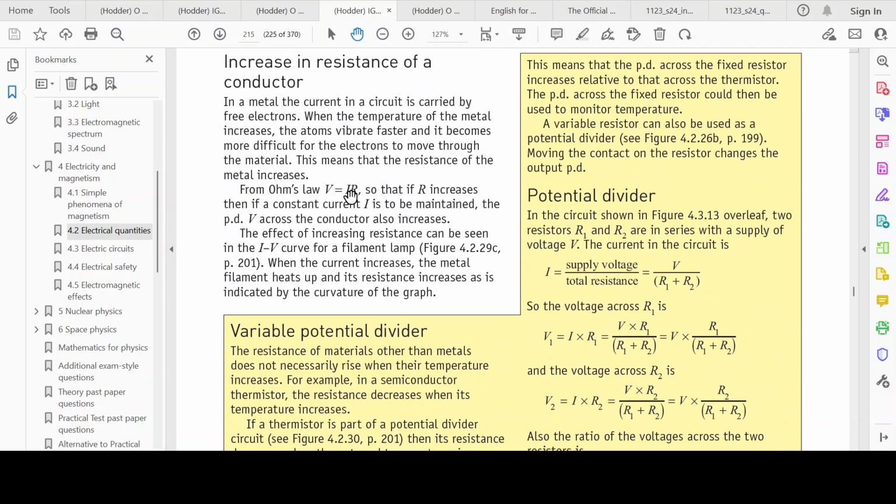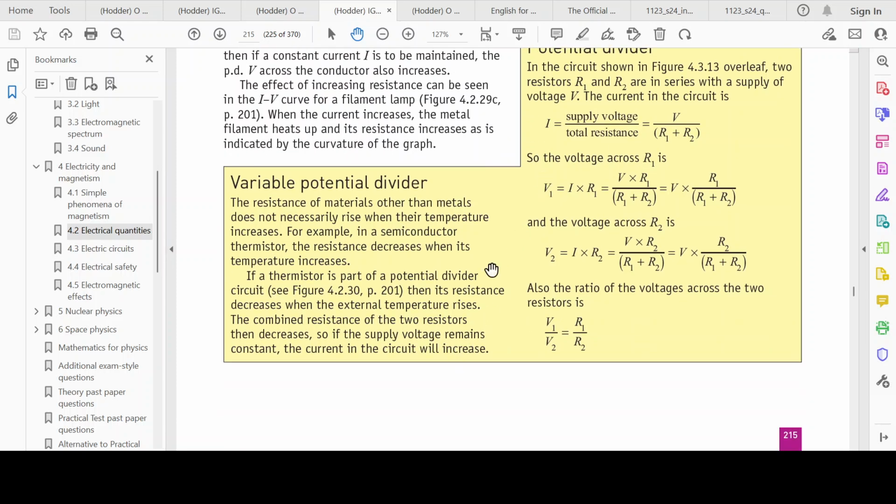Why will it increase? You look at V equals IR, that is I equals V over R. So if resistance is decreasing, the denominator is decreasing, and the voltage is the same, the current will go up. Okay, simple math.